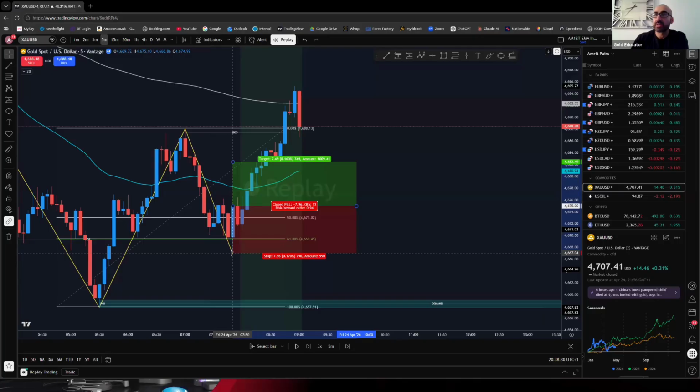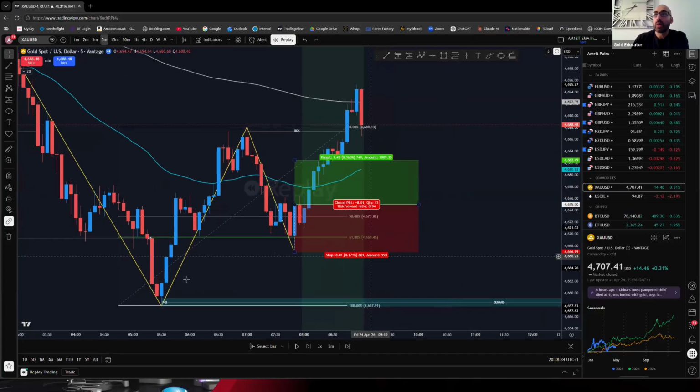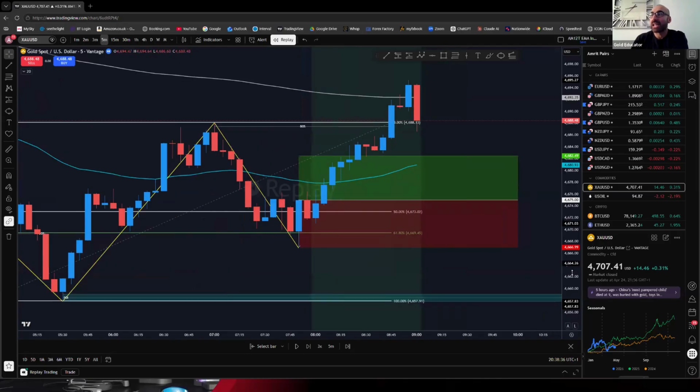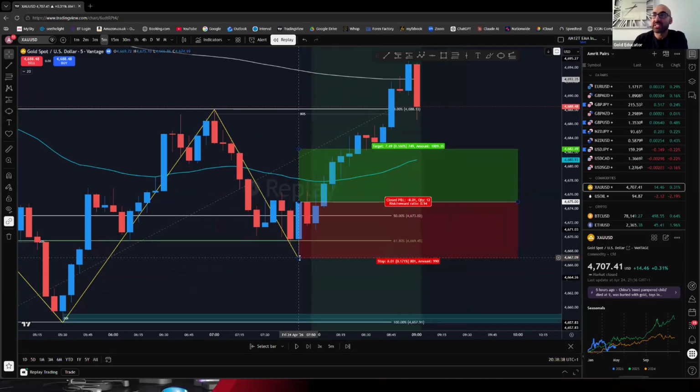Okay, which is just about there. I've got 8.01 points. What I like to do here though is move my stop loss slightly below this low here. I like to be just out of the way of where price has been before. So I'm maybe going to go for about a 9 point stop loss, just to be on the safe side.